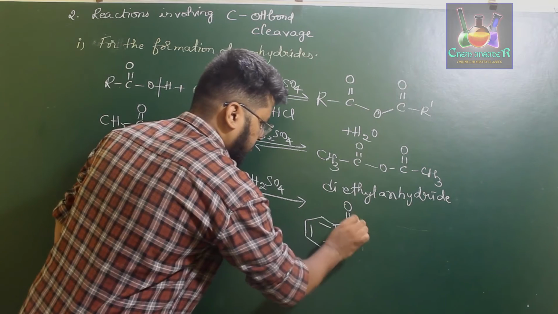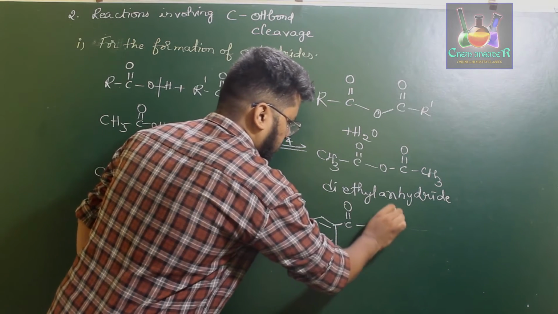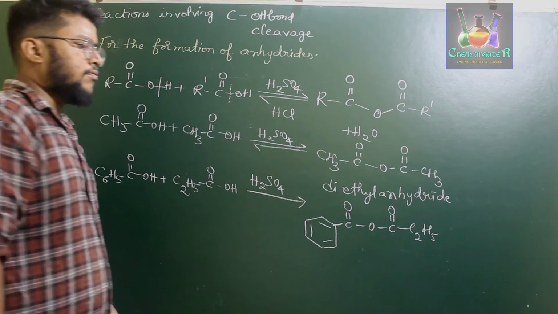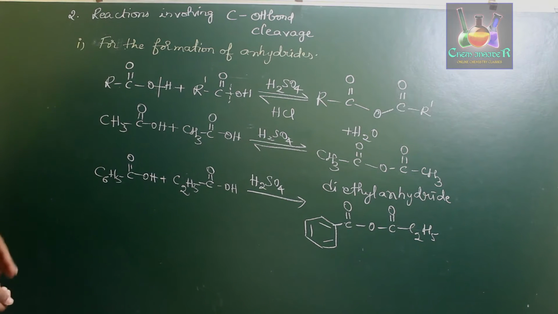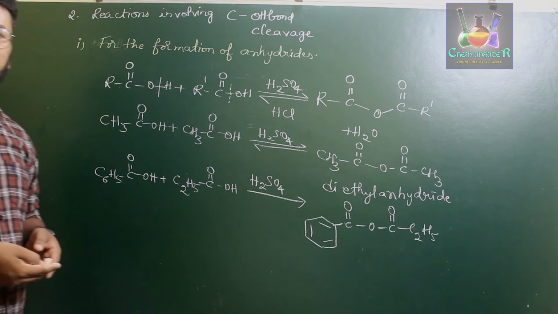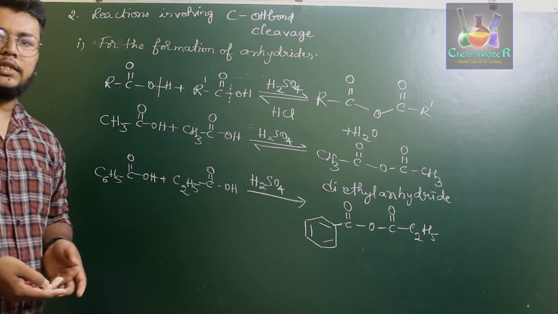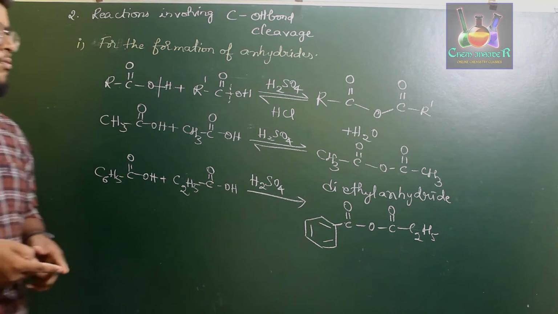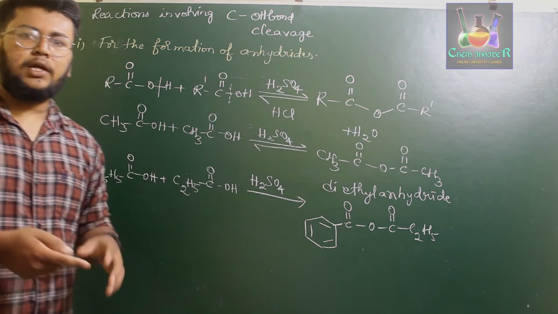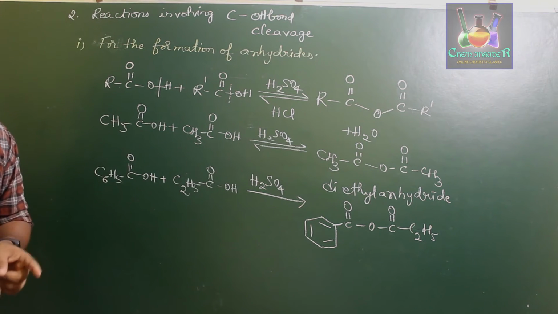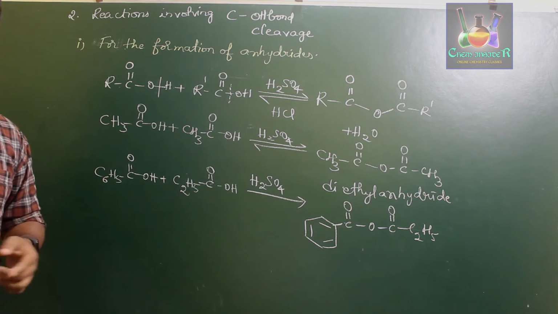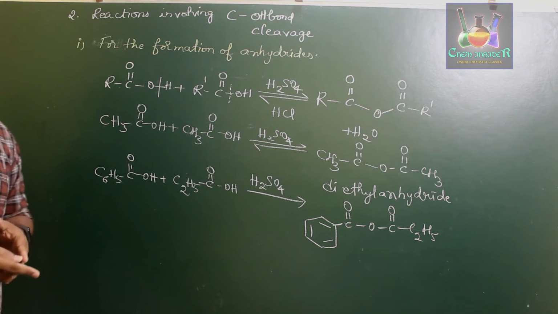C double bond O, O, C double bond O, C2H5. So this is an example for mixed anhydrides. For the formation of anhydrides, when two similar or different carboxylic acids undergo dehydrolysis under acidic condition, they will be forming anhydrides. Depending upon the carboxylic acids which are reacting, if both are the same, then they form simple anhydrides. If both are different, then they will be forming mixed anhydrides.